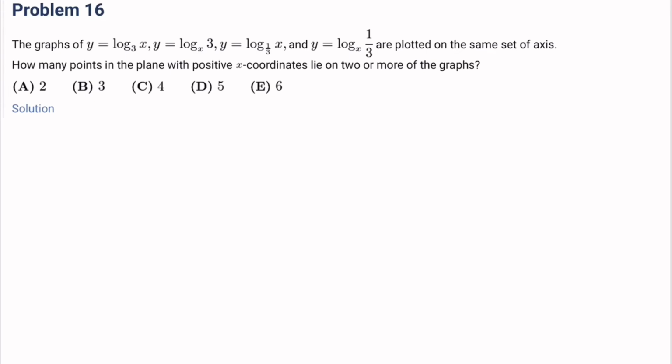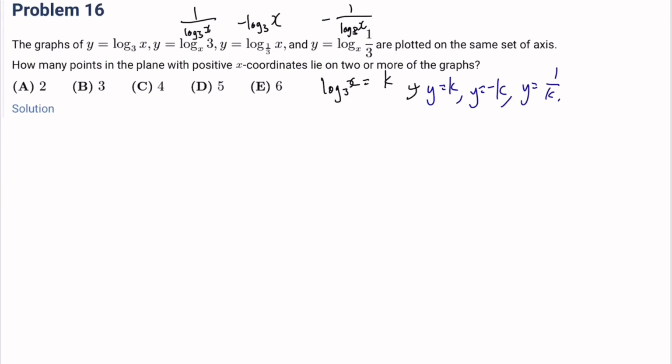Okay, so basically, we know that this is 1 over log base 3 of x. And that's just minus log base 3 of x. And this is just minus 1 over log base 3 of x. And so if we change log base 3 of x to be k, then we're going to have graphs of y equals k, y equals minus k, y equals 1 over k, and y equals minus 1 over k.